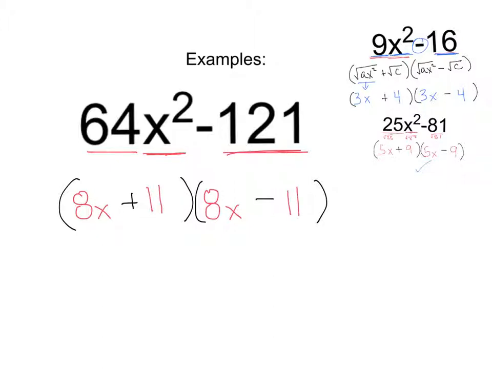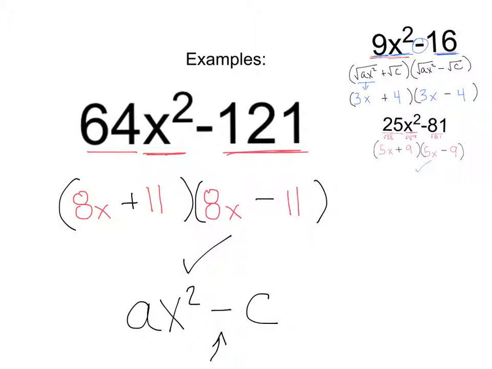Once again, we're done. Super simple. It's just a matter of finding the square roots of each of the individual parts. The hardest part is simply to remember that you have to have ax squared minus c in order for this to work. It doesn't work if it's ax squared plus c.